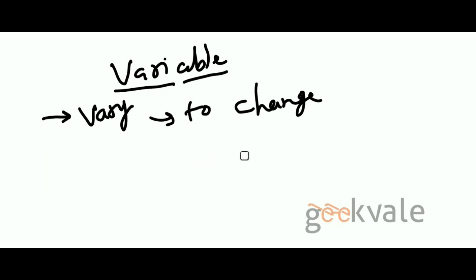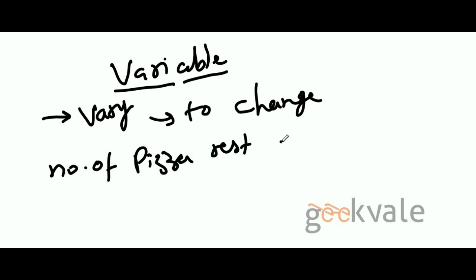On the contrary, if I say the number of pizza restaurants in your city, they can be 5, right? Or they can be 10. They can be any number depending on your location, right? So this is something that can take on different values. Its value is not fixed. We can say that it is a variable, right?